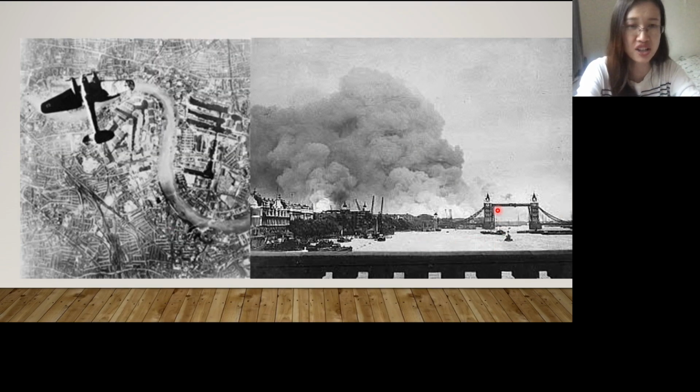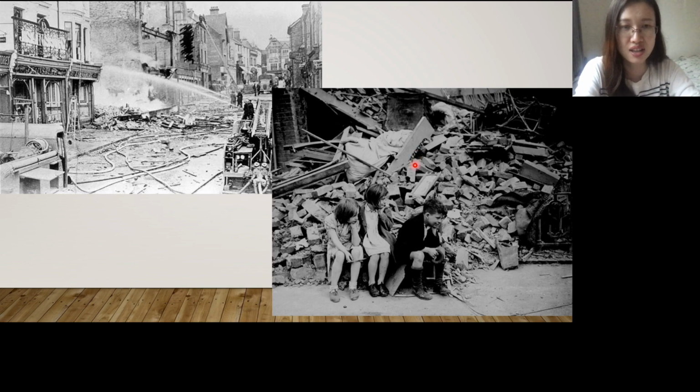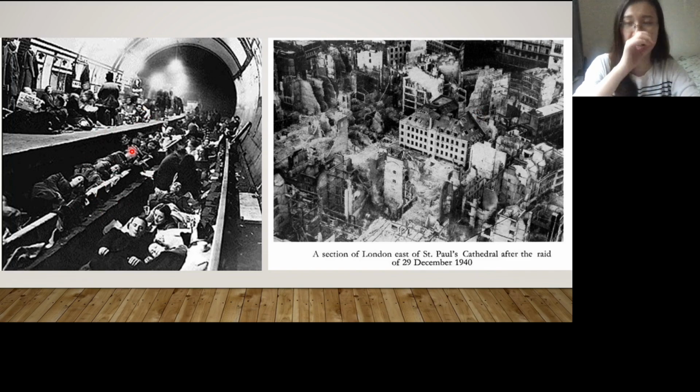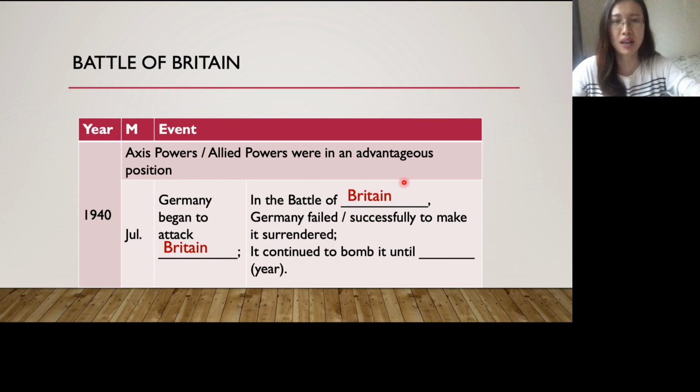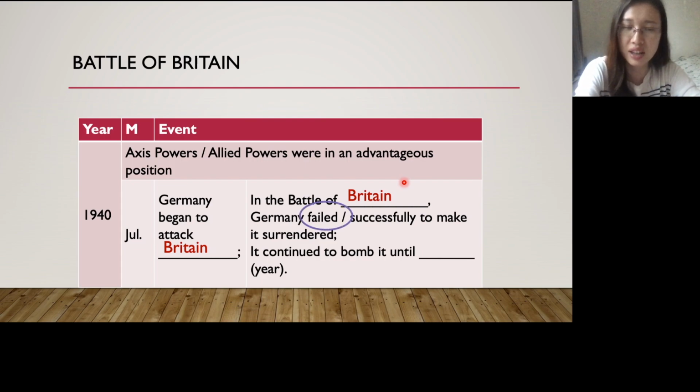You can see that London Bridge is falling down, right? And you can also see the children, homeless, and people hiding in shelters. After the air raids, not a single building really remained as it looked at the old time, right? So this is the time of the Battle of Britain. Still, the Axis powers were in an advantageous position. They began to attack Britain in the Battle of Britain. Do you think they successfully made them surrender or failed? Actually, they failed to make them surrender, and they continued to bomb until 1941.